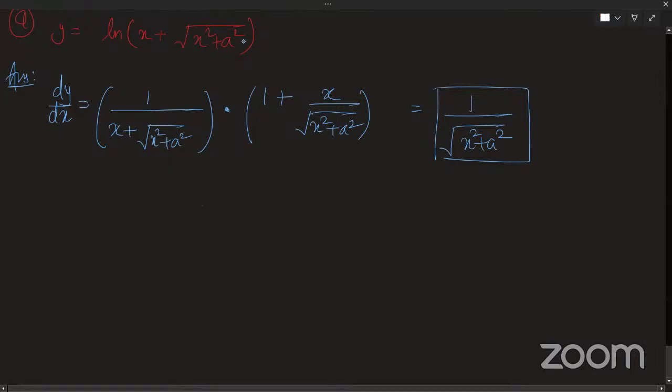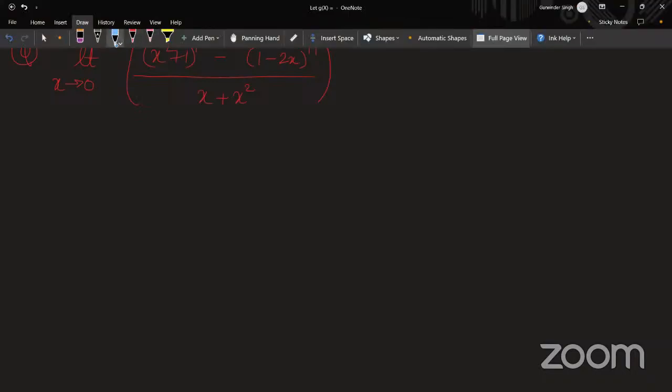Fine, let us do some real questions now, where this thing actually comes into the picture. You have got limit x tends to 0 of (x square plus 1) raised to 1 by 3, which is basically the third root, minus 1 minus 2x raised to 1 by 4, whole divided by x plus x square. Can anyone tell me which form of limit is this?